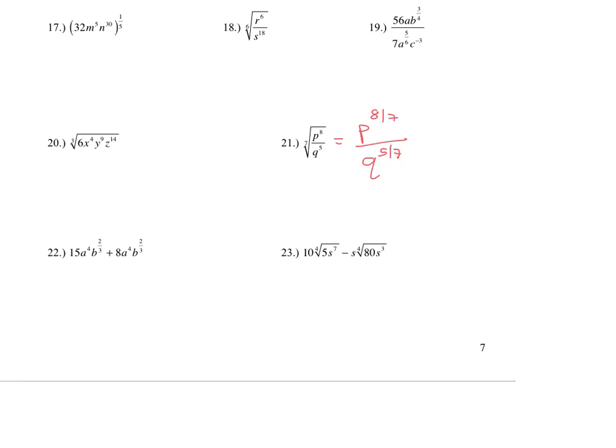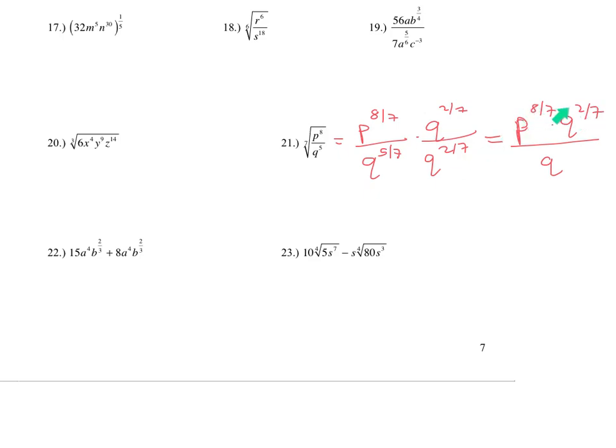So you're going to multiply top and bottom by q to the 2/7 power, because 5/7 plus 2/7 is 7/7. So p to the 8/7 times q to the 2/7, all divided by q to the 7/7, which is 1 whole. So the denominator is rationalized. Now I just gotta deal with the numerator.